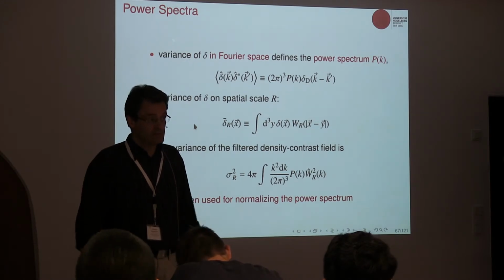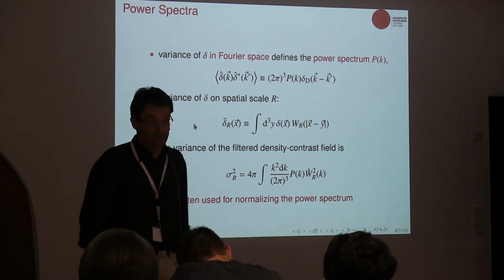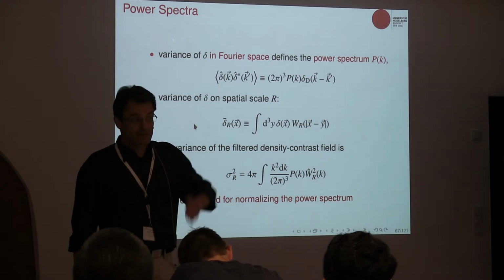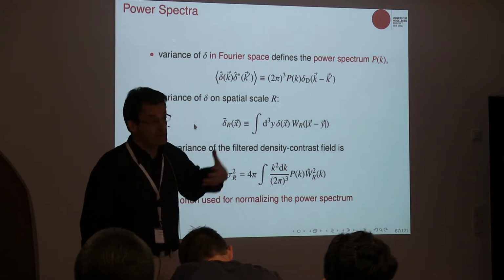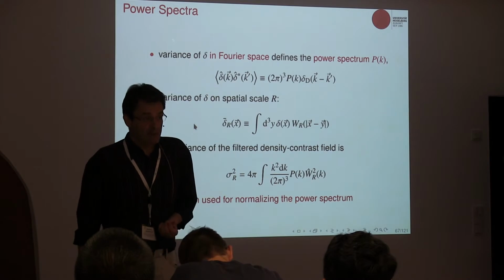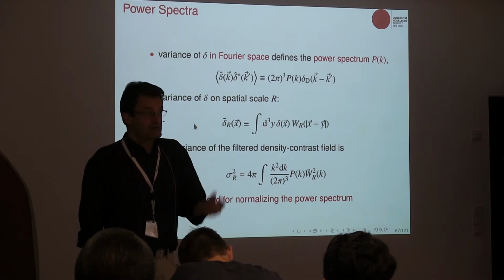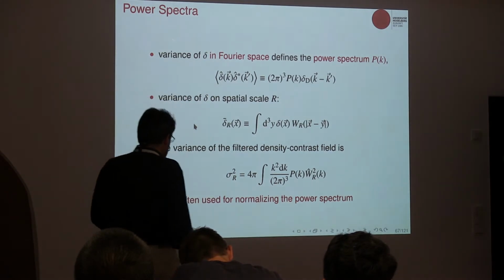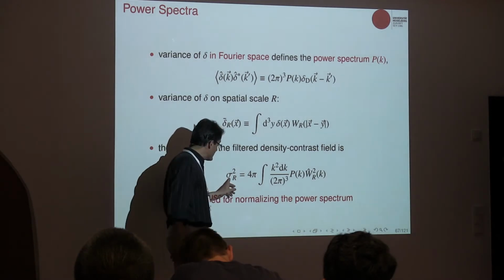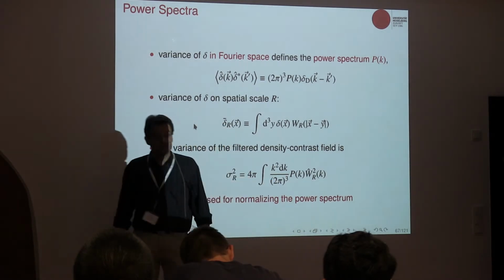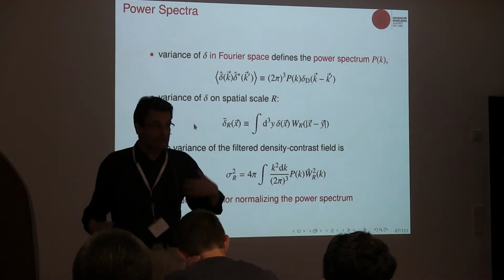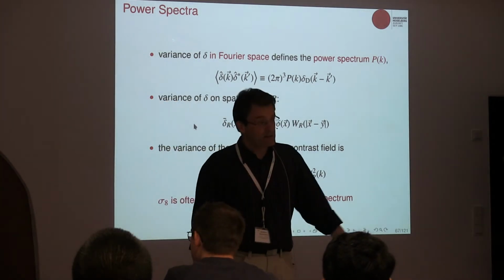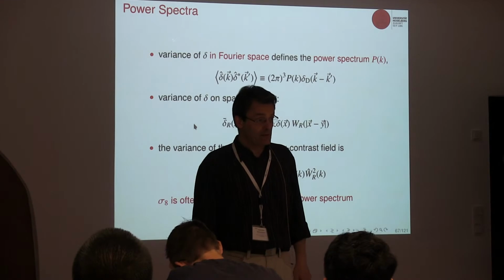Right? This is because when people did this kind of measurement for the first time, they found that sigma was approximately 1 on a scale of 8 megaparsecs. Nowadays, sigma 8 is between 0.8 and 0.9, nonetheless. And so very often you find sigma 8, and what it means is just another way of normalizing the power spectrum. It's another way of setting the amplitude of the power spectrum.